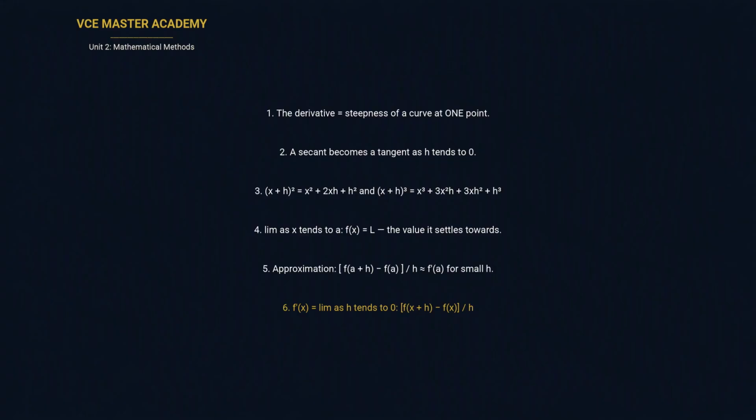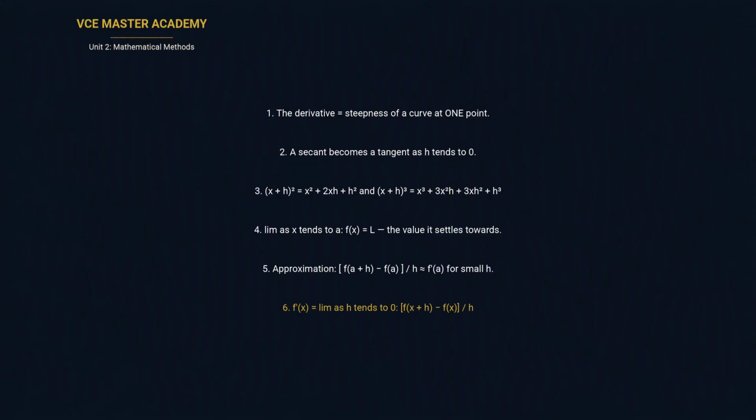Let's pull it together. 1. The derivative is the steepness of a curve at one single point. 2. Start with a secant through 2 points, shrink h to nothing, and the secant becomes the tangent. 3. To expand the brackets, use the binomial pattern. X plus h squared is x squared plus 2xh plus h squared. X plus h cubed is x cubed plus 3x squared h plus 3xh squared plus h cubed.